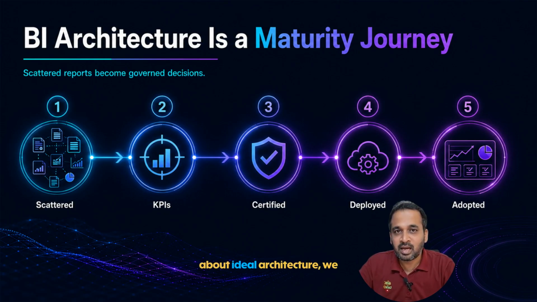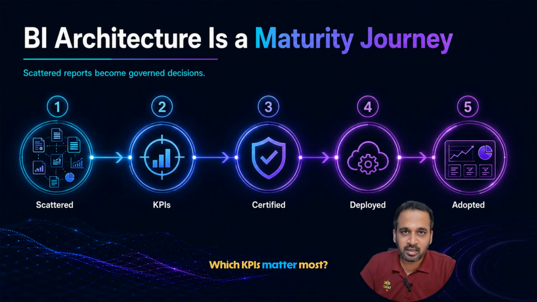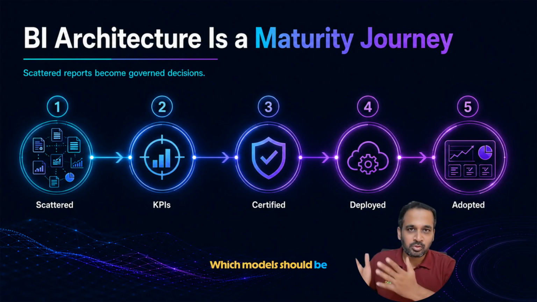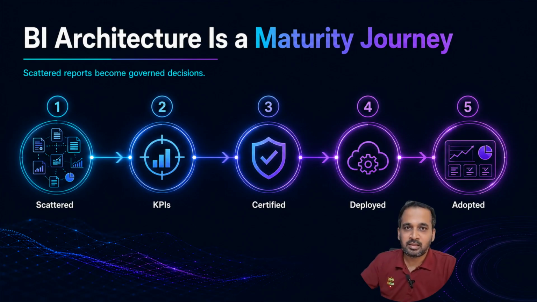So when we talk about ideal architecture, we should not assume every company is already there. The architect's job is to understand the current state and define a practical transition path. What should we fix first? Which KPIs matter most? Which reports are business critical? Which models should be certified? Which workspaces need cleanup? This is how BI architecture becomes realistic.